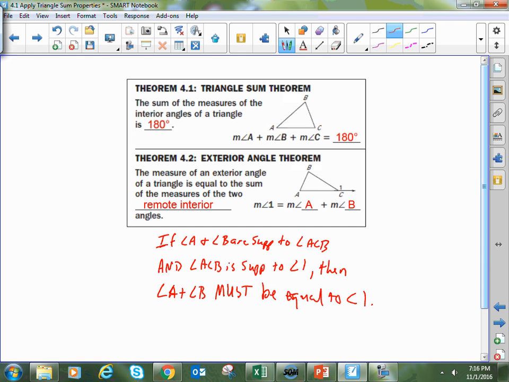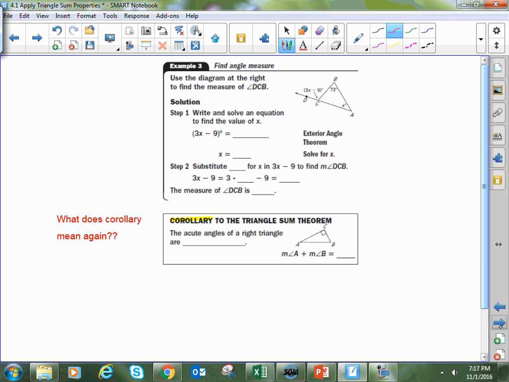Because angle 1 is supplementary to angle ACB, and so are angle A and B. They're supplementary to the same angle at the same time. Therefore, they must be congruent to each other. They must be equal to each other. So that's where that theorem comes from. And we could test it. We could construct some triangles and measure it, but we're just using some deductive reasoning to make that claim.